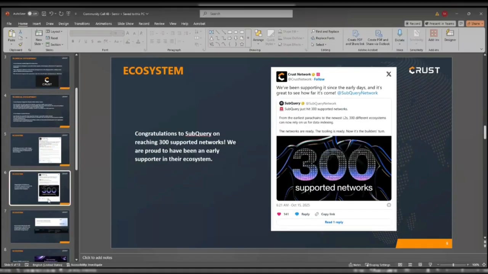Moving on, we'd also like to congratulate Subquery on reaching 300 supported networks. We are proud to have been an early supporter in their ecosystem. We've partnered with Subquery for so long, since their beginning, and we are so happy to be partnering with a project like that. We always like pushing each other up because, as we know, it's not a competition. We are looking to uplift each other. So we are super happy for them reaching their big milestone of a whole 300 supported networks.